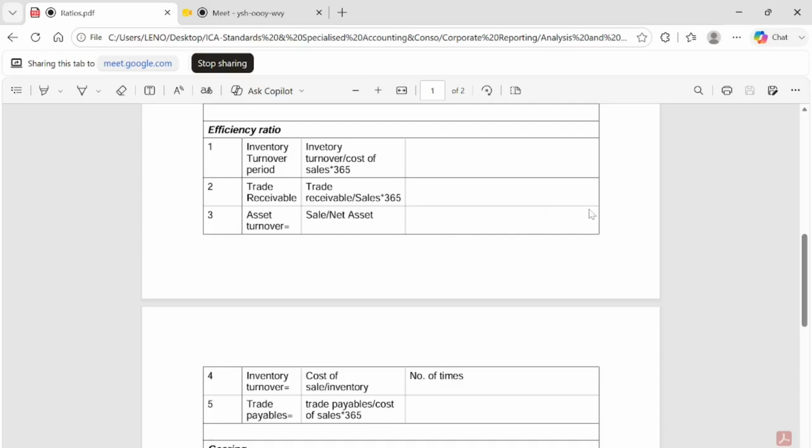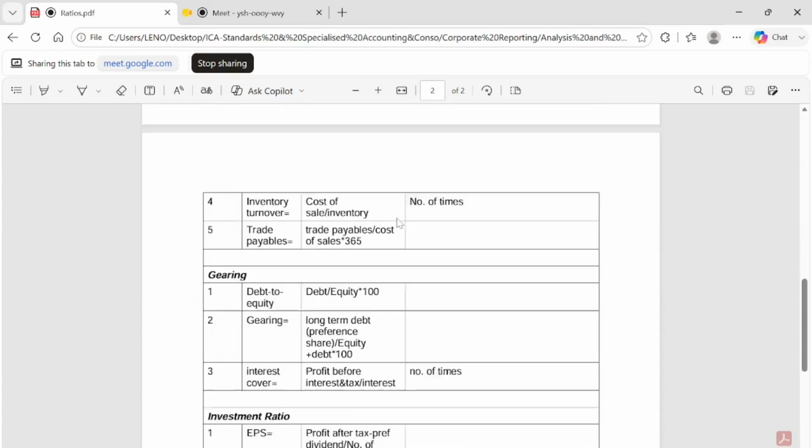So at the end of the day, if you divide it and you get maybe 3 cedis, right? It means that when we invest 1 cedi, we are going to get 3. How much is the return when we invest 1 cedi in the company, right? All right. So that is what this means.